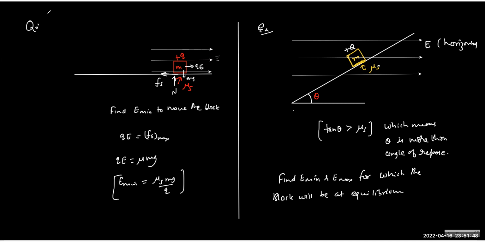So what is the minimum value? Sir, I'm getting the minimum value as mg sin theta minus mu mg cos theta divided by q into cos theta plus mu sin theta. Okay, just let me do this again.